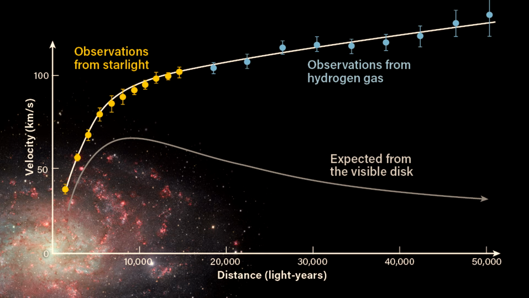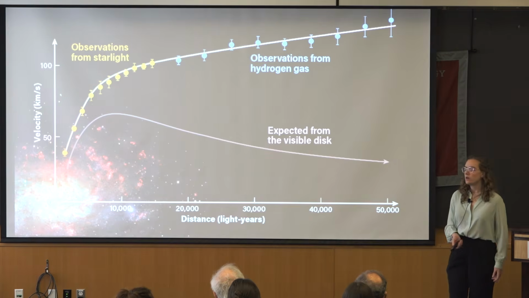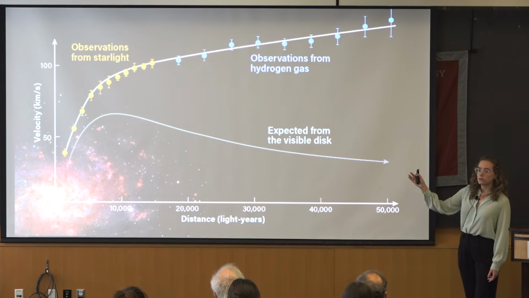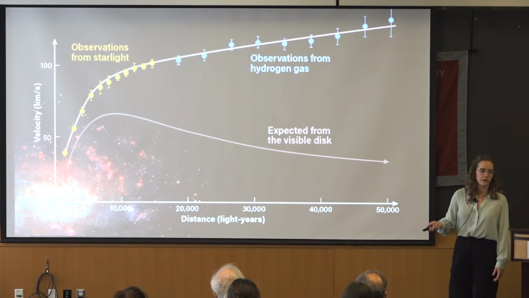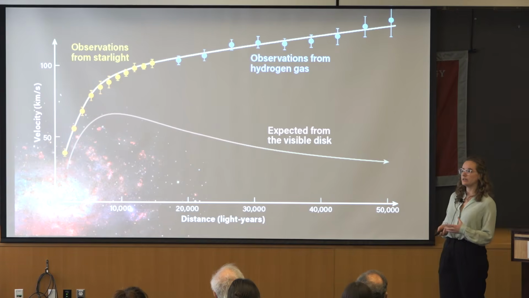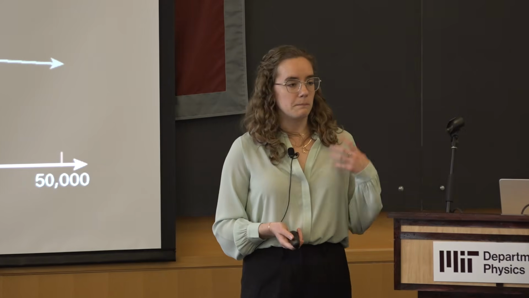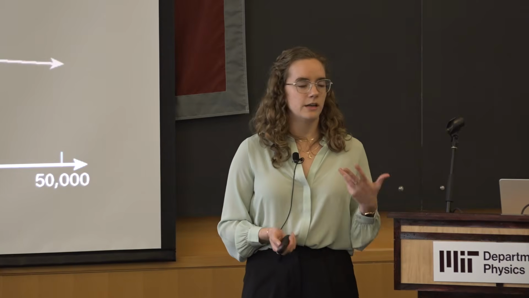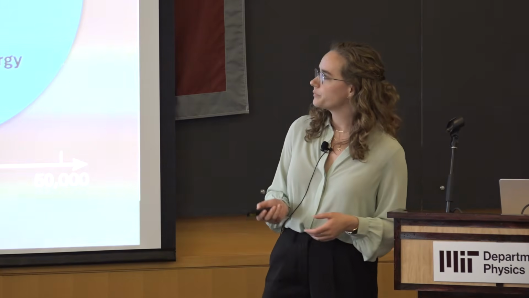And this differs quite a bit from what we would expect given the visible distribution of matter in the galaxy and its gravitational interactions. We would actually instead predict this lower curve, where the velocities would drop off as we go further out in the galaxy. So this really indicates the presence of something massive interacting gravitationally, and yet that does not reflect light. And we've come to call this dark matter.